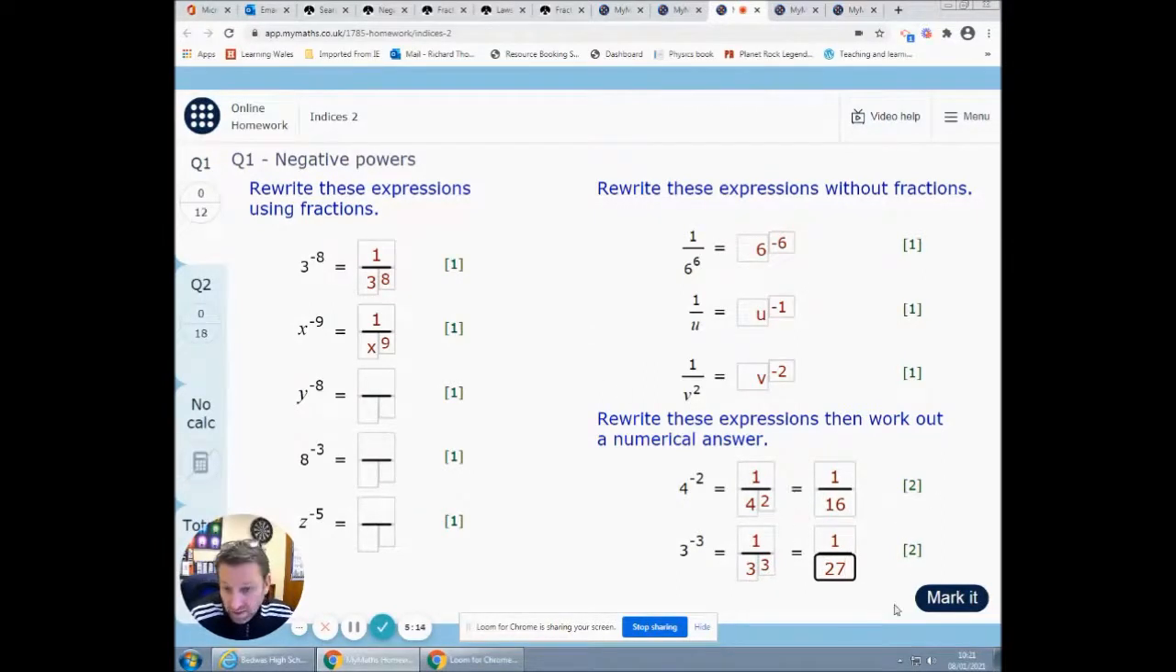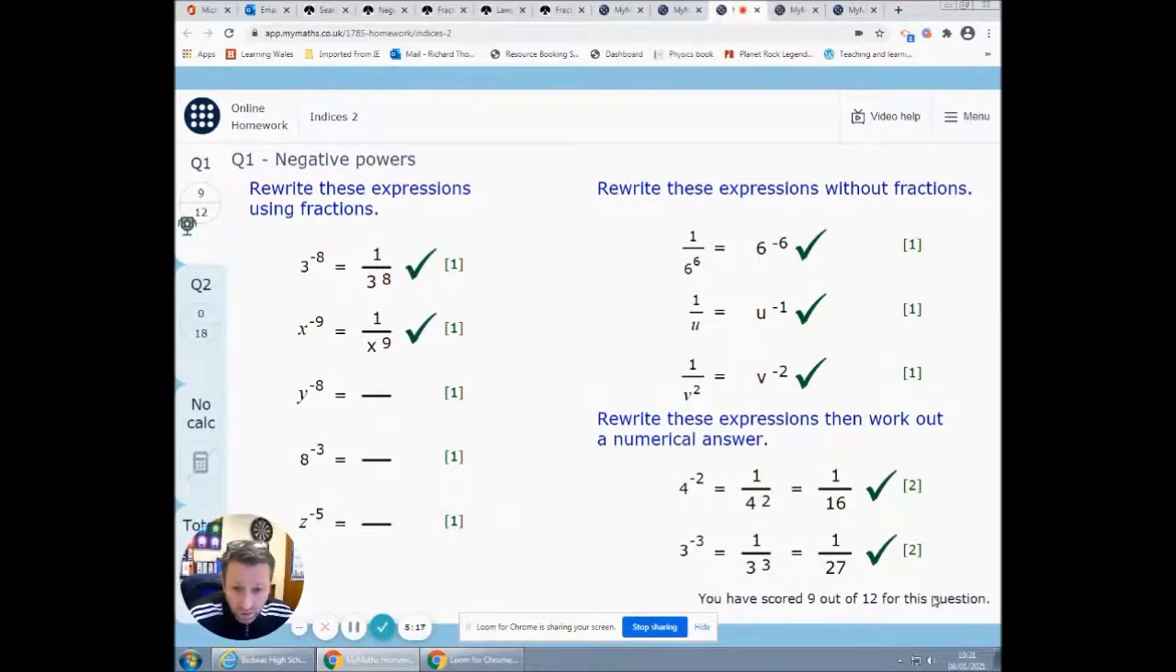Right, so that's pretty easy, I hope. Let's mark it, check it didn't get any wrong. Woohoo, result. Right, let's look at question 2.